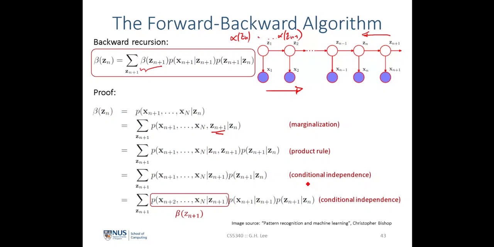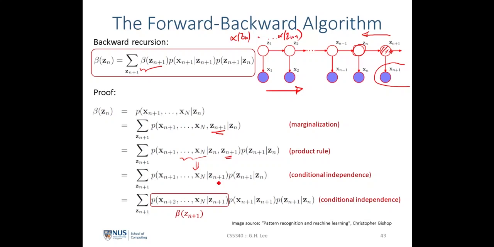And we'll use conditional independence, where we can see that once we have observed zn plus 1, all the other observed random variables xn plus 1 all the way to x capital N become d-separated from zn over here. Hence, we can ignore zn and simply write this expression into this joint probability distribution.